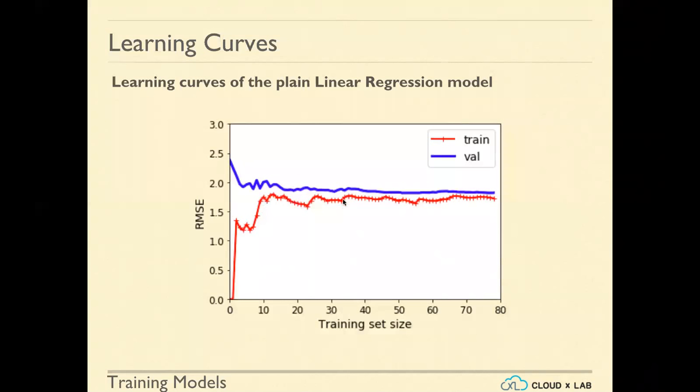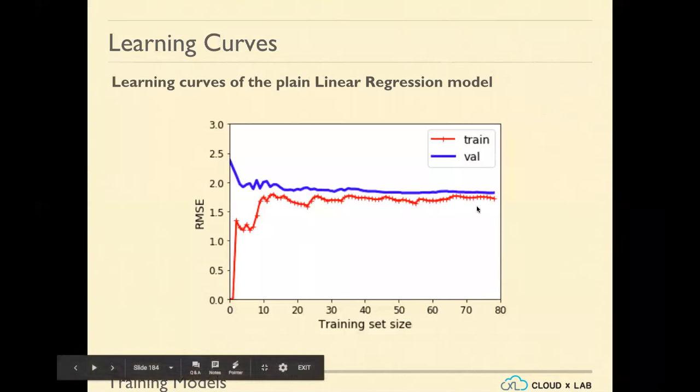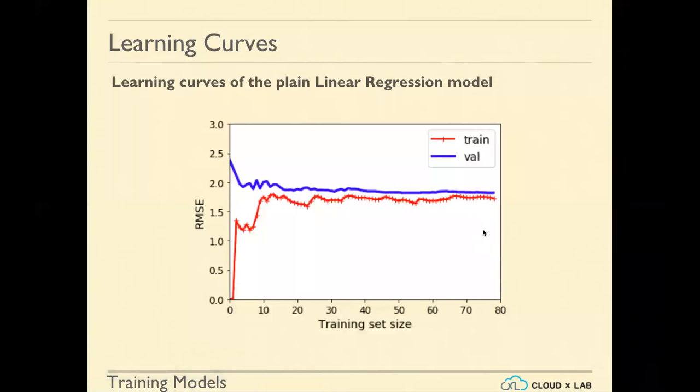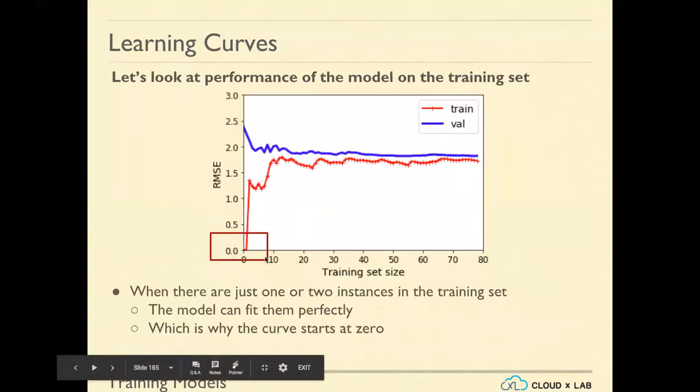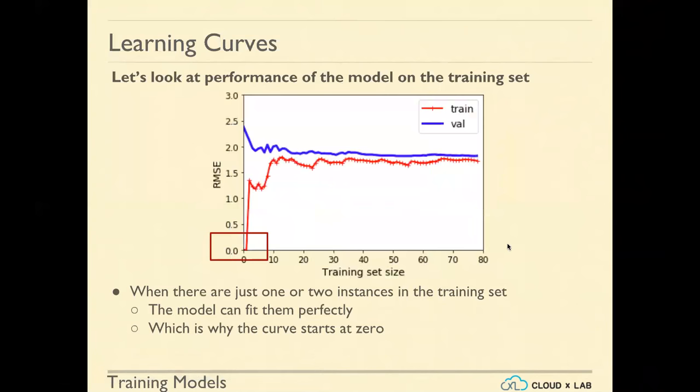But after this point, you can see that the error on both sides, as in the validation and training set, is quite high, around 2. Basically this could be a case of underfitting. So in the beginning it is overfitting, and towards the end, it is underfitting.